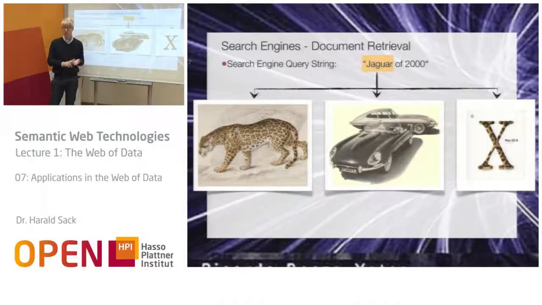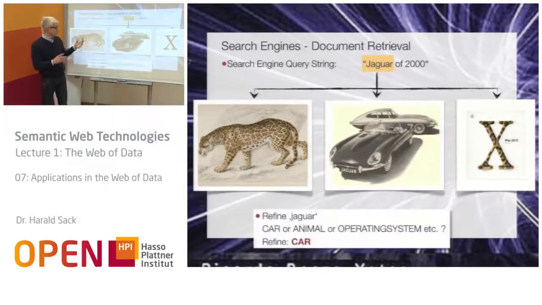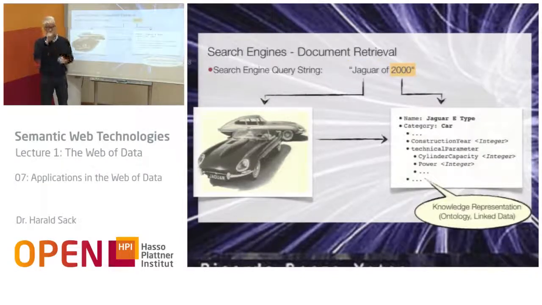Or, when we are computer scientists, do we mean Jaguar the operating system? So what has to be done, for example? We have to refine this query, and the search engine might ask, pardon me, which of the three do you mean? And we can refine it and say, oh, we mean the car. Then, of course, the search engine has to interpret the rest of the phrase, the 2000, for example.